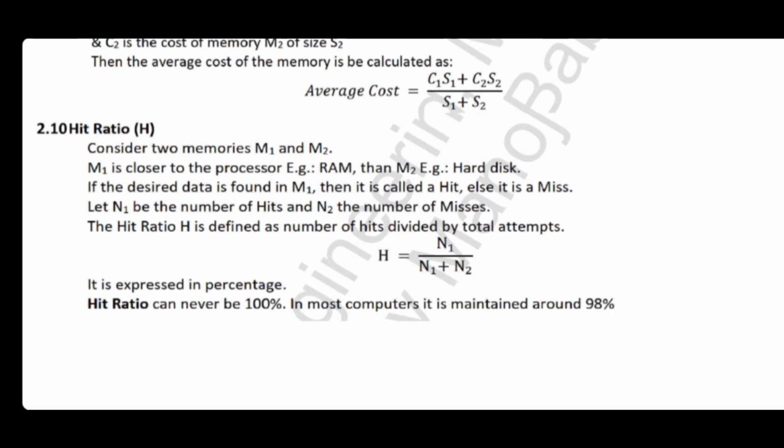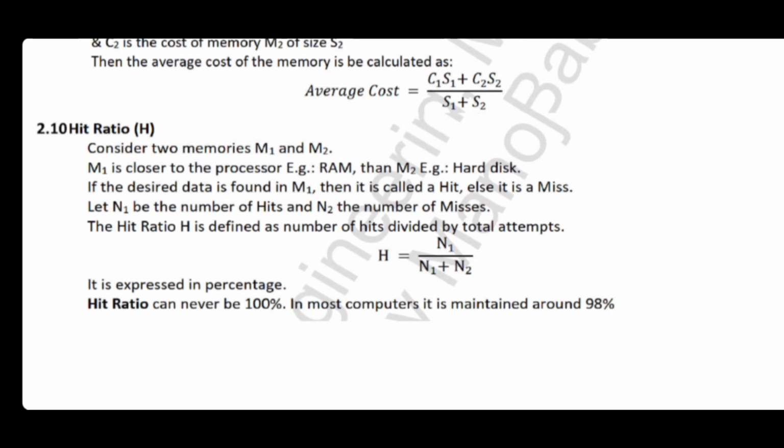Let N1 be the number of hits and N2 be the number of misses. N1 means the number of data present in the memory, and N2 means there is no data present in the memory which is requested by the CPU. Then the hit ratio is defined as number of hits divided by total attempts. So H equals N1 divided by N1 plus N2, that is total attempts. That is called hit ratio.